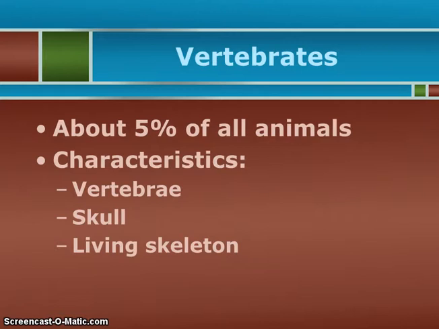The characteristics of the vertebrates, we said we want to be able to list these. These are the fact that they have a vertebrae, they have a skull, and they have a living skeleton. Now, what do we mean by this?